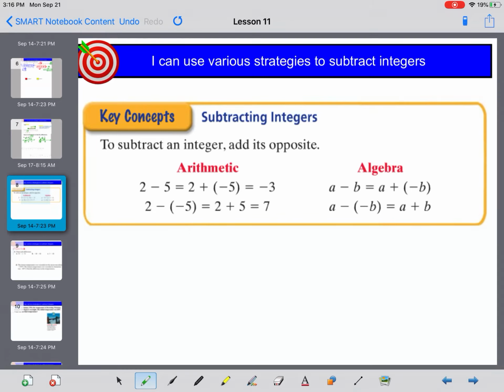All right, so to subtract an integer, here's how we're going to do this. We are going to add its opposite. Please write down what's highlighted in your notes. To subtract an integer, add its opposite.